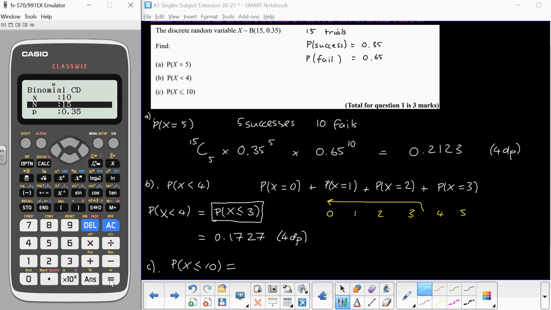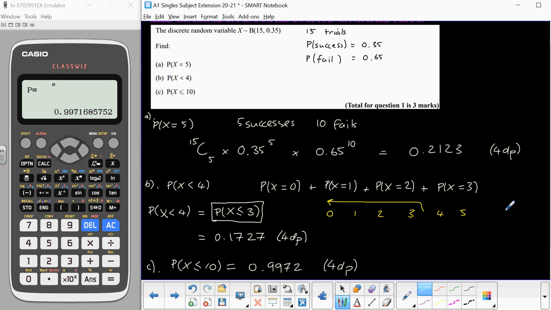15 trials, probability of success 0.35. I've pressed equals once to lock in the 10. I'll press equals again and it'll give me my probability. So we've got 0.9972, again correct to 4 decimal places. Quite a high probability.